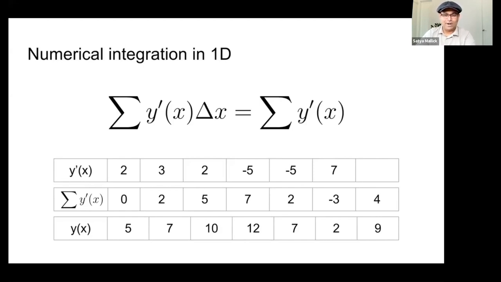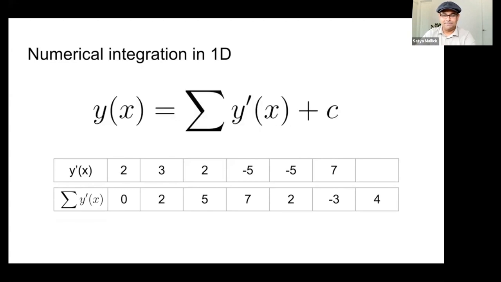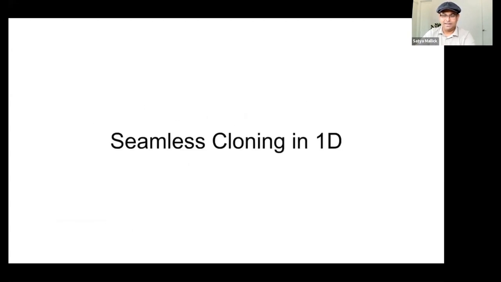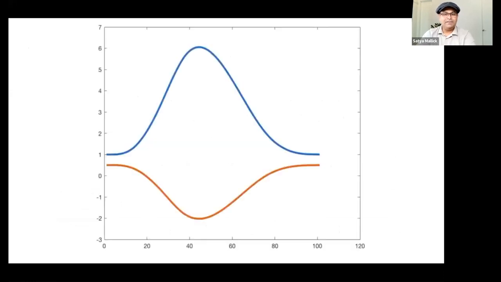Okay, so this is in 1D. Now let's look at an example of seamless cloning in 1D. Let's say we have two curves, the blue curve and the orange curve, and we want to seamlessly join the two curves, right?